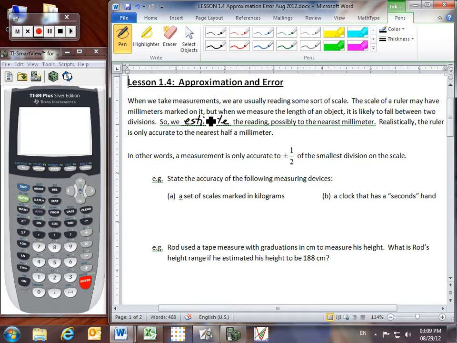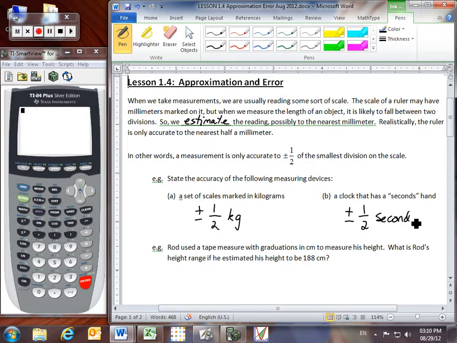Or in general, a measurement is only accurate to plus or minus a half of the smallest division on the scale. So with a ruler with millimeters, it's accurate to plus or minus 1/2 a millimeter. Our set of scales that's marked in kilograms is going to be accurate to plus or minus half of a kilogram. And a clock that has a seconds hand is going to be accurate to plus or minus 1/2 a second.